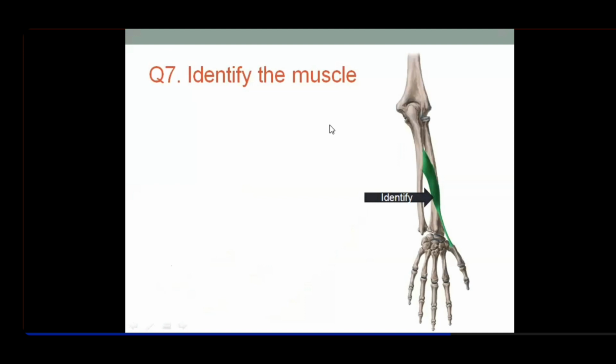Identify this muscle. Look here, don't worry, there are only 10 muscles to be identified, so you are left with only 3 more.